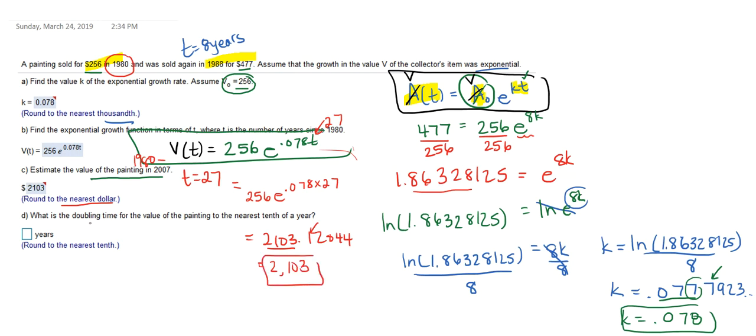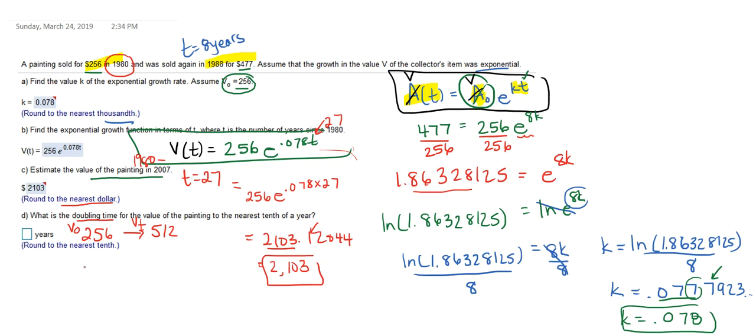Now, the last step asks about the doubling time for the value of the painting to the nearest tenth of a year. So the doubling time means how long does it take for the value to double from the original amount. So basically we're starting with $256 and then we want to double that. So 256 times 2 is $512. So we have our initial amount, V sub 0, and our new amount, V of t, 512. And we're solving for the time it takes to double.